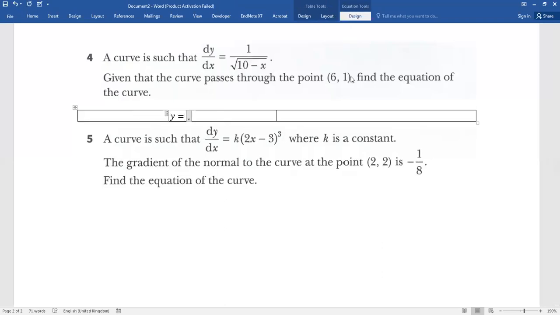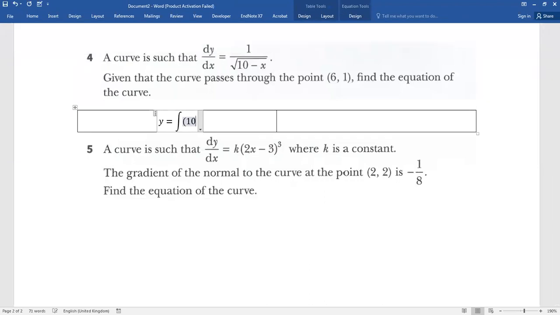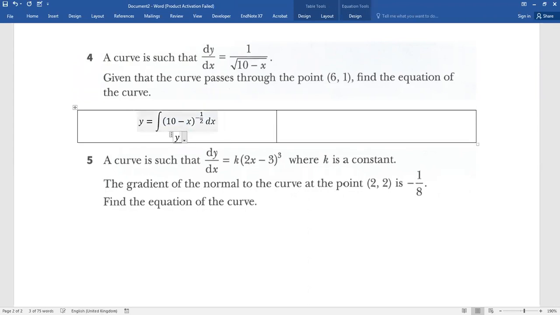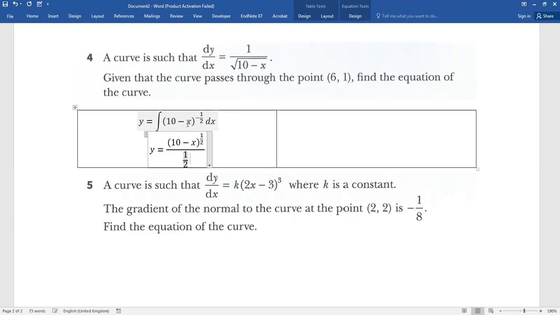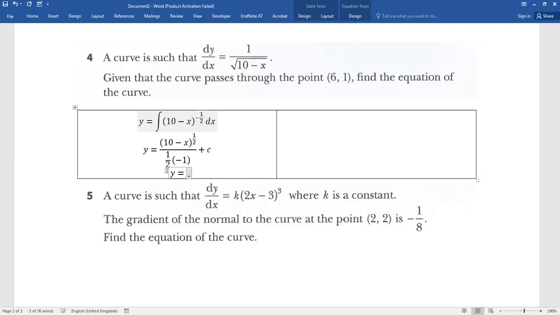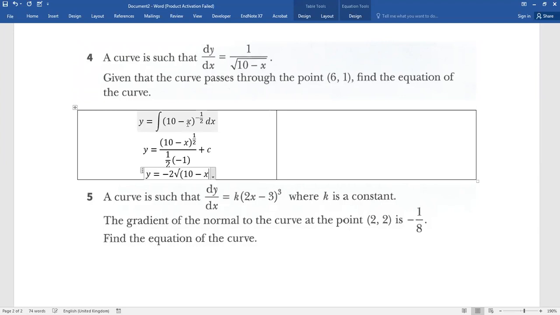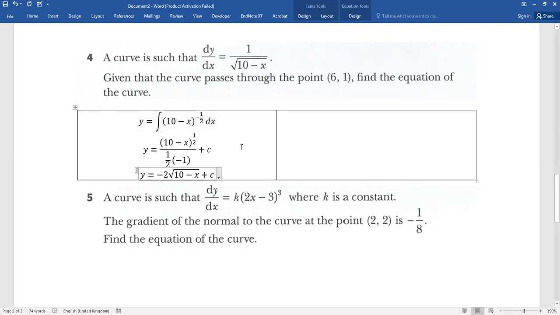First, you make sure that this (10 minus x) to the power negative half has to be integrated with respect to x. So (10 minus x) becomes power half. You divide by the increased power, and you also divide by the derivative of the function, plus c. If I were to simplify it, I'll write it as minus 2 times the square root of (10 minus x), plus c. Now, in order to figure out c, you just need to plug in the values of 6 and 1. And what do you get?